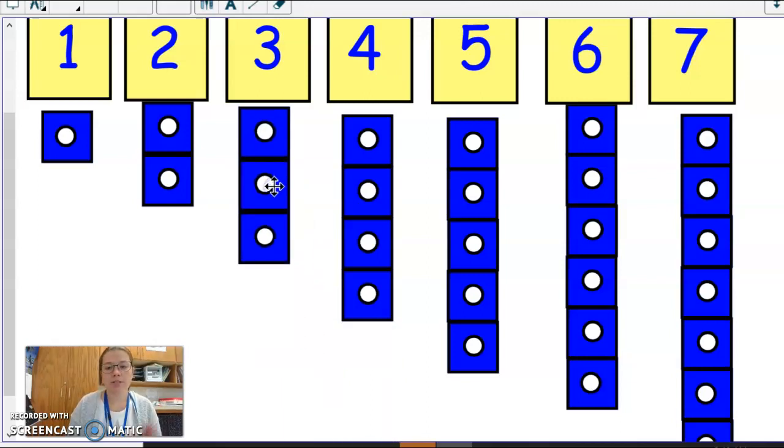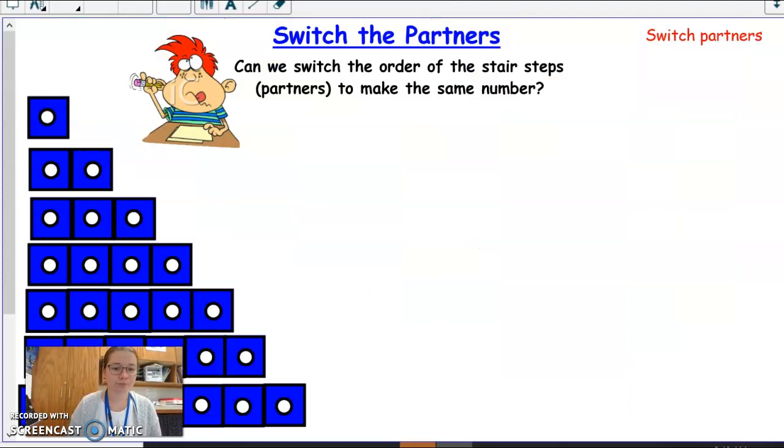And I notice with the number 7, there are no doubles facts. Do you know why that would be? There are no doubles facts for 7 because 7 is an odd number. Okay, and we'll talk about that, even and odd, more in the future.